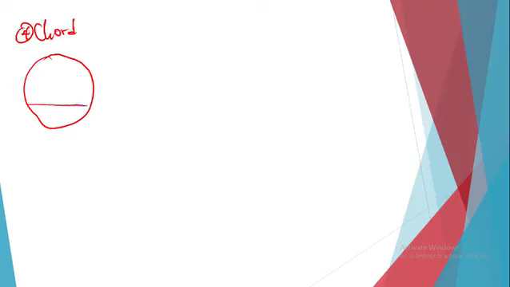Let's take another term. We have number 4, chord. We have a circle, and then we have a line dividing the circle. This is A and this is B, and this is the chord. A chord is a straight line joining any 2 points on the circumference of the circle. And we have a line here, line AB. That's a chord.